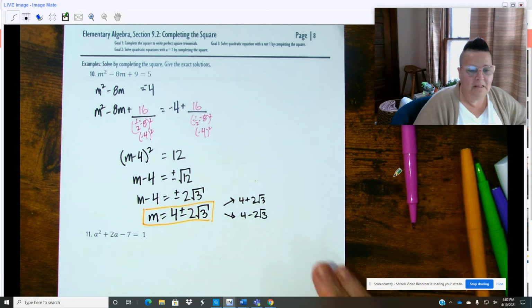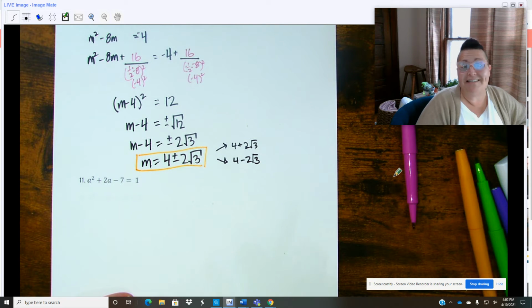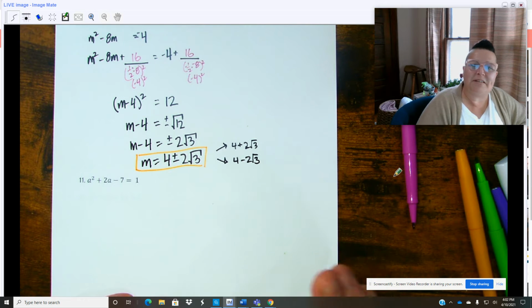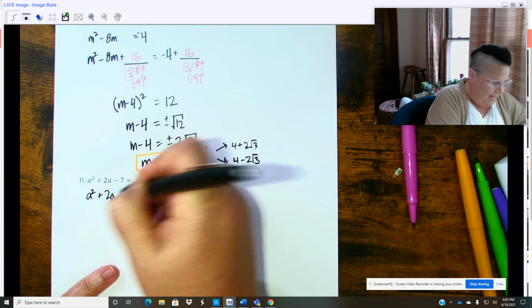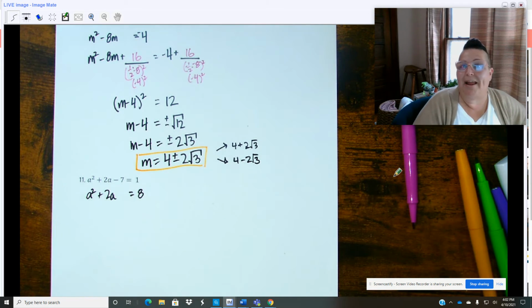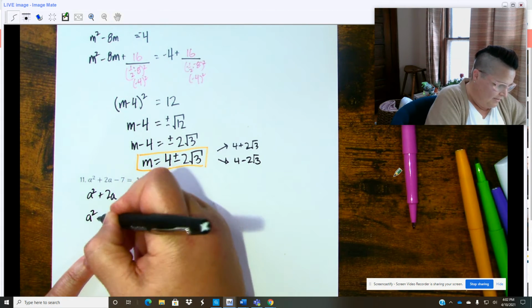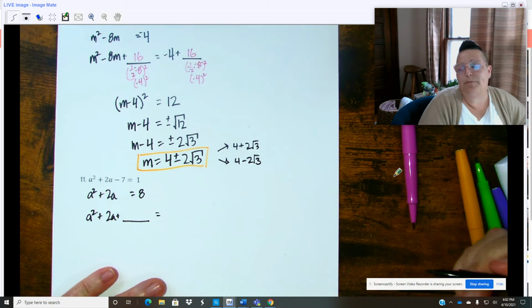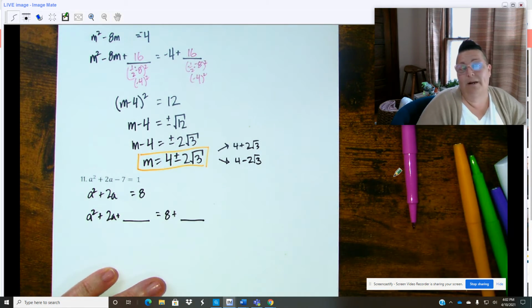Okay? All right. Similarly, for number 11, I have a squared plus 2a minus 7 is equal to 1. I want to turn this into a perfect square trinomial, much like we have been doing. So I'm going to add 7 to both sides. So I have a squared plus 2a is equal to 8. Now, I'm going to take both sides of this equation and add what I need to on the left side to turn it into a perfect square trinomial. That means I must also add that same thing to the right side.